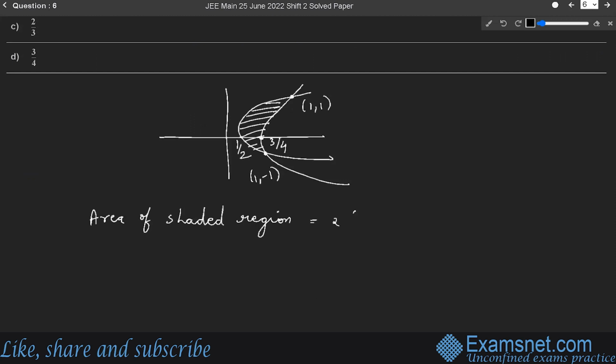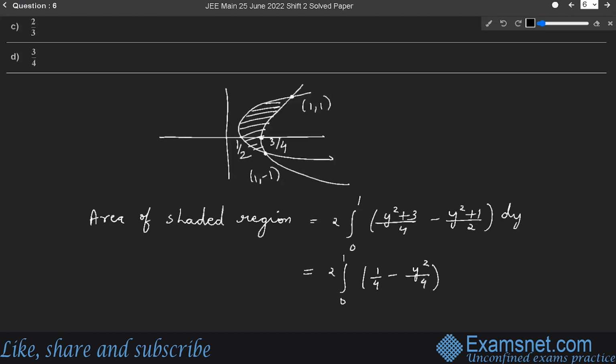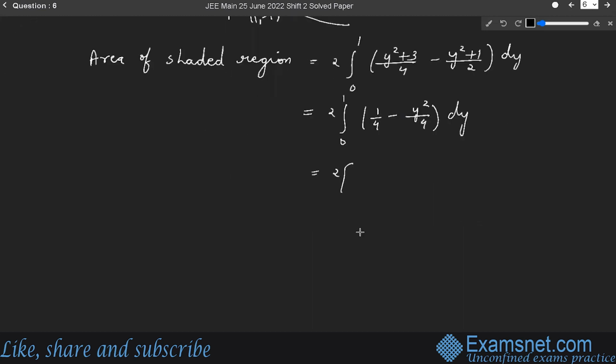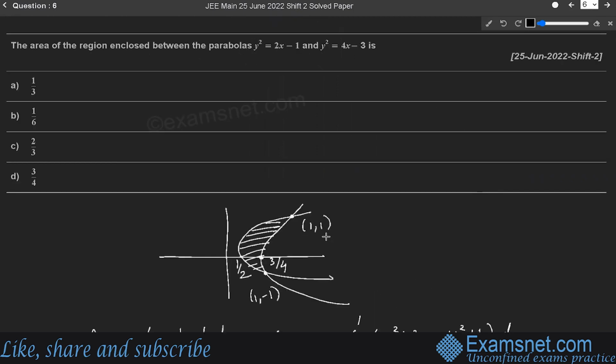will be equal to 2 into integral of 0 to 1 of (y square plus 3 by 4 minus y square plus 1 by 2) dy. So it will be 2 into integral of 0 to 1 of (1 by 4 minus y square by 4) dy. So this will be equal to 2 into (1 by 4 minus 1 by 12), which will be equal to 1 by 3. Hence, we can say that the correct option for this question is option number A, which is 1 by 3.